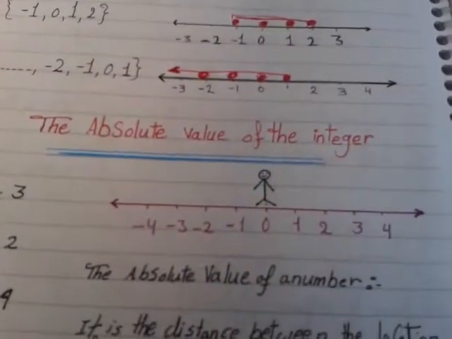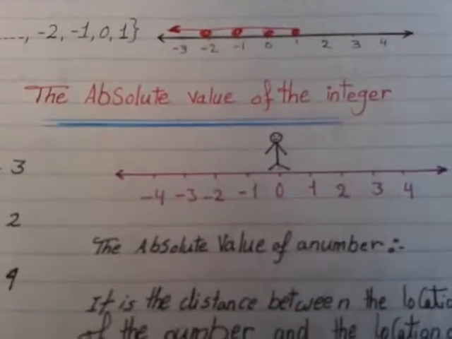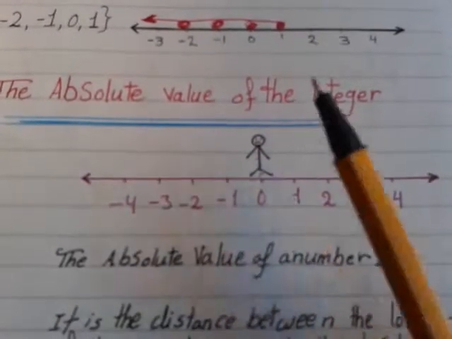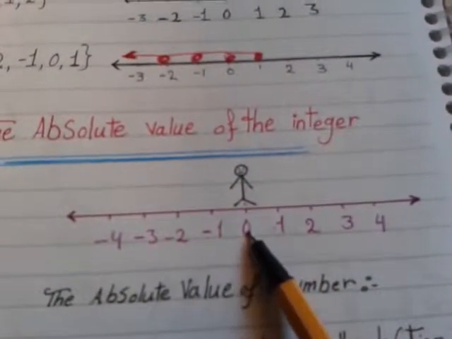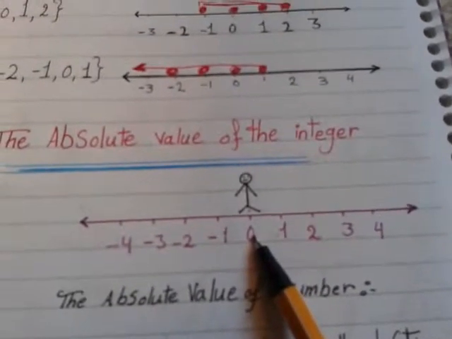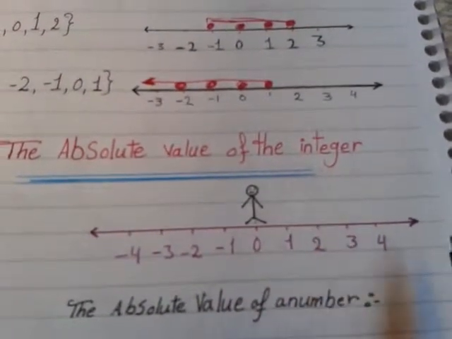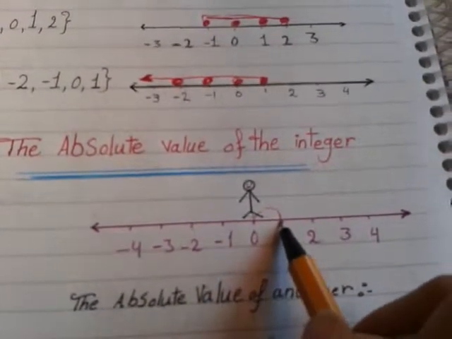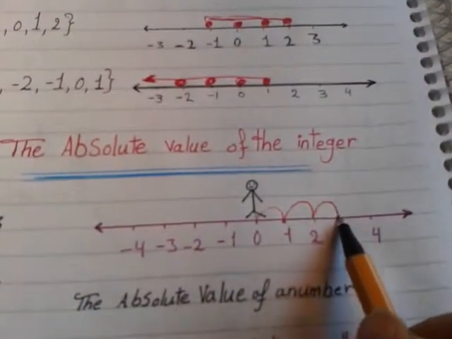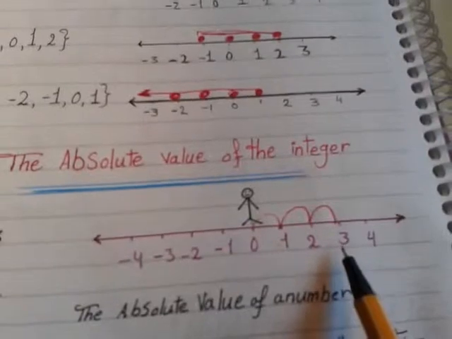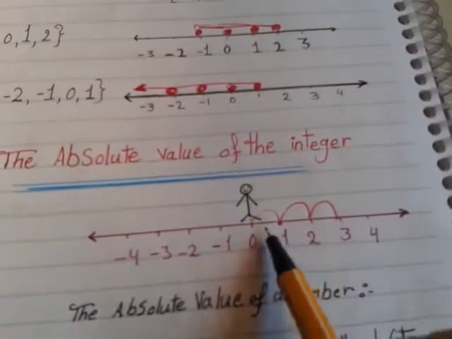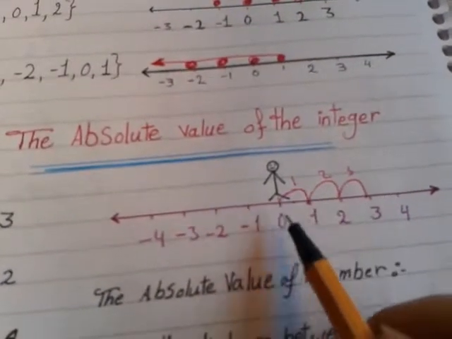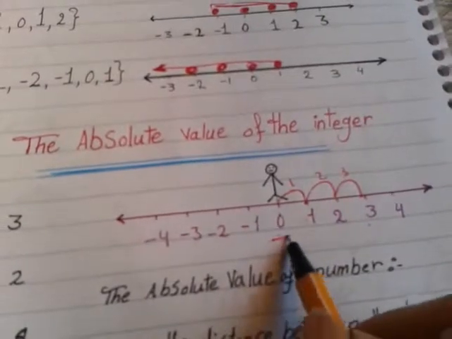Here we are going to study a new concept of numbers, which is the absolute value of integers. Here we have, for example, Mr. Khaled. Mr. Khaled starts at 0. I will ask Mr. Khaled to move towards the positive direction 3 steps. He is at 0. He will jump from 0 to 1, and from 1 to 2, and from 2 to 3. How many steps did Khaled take? 1, 2, 3. Count the circles. 1, 2, 3.